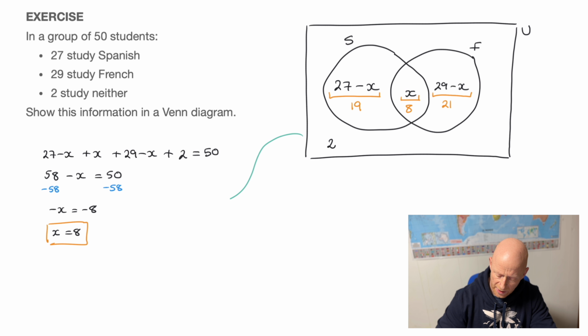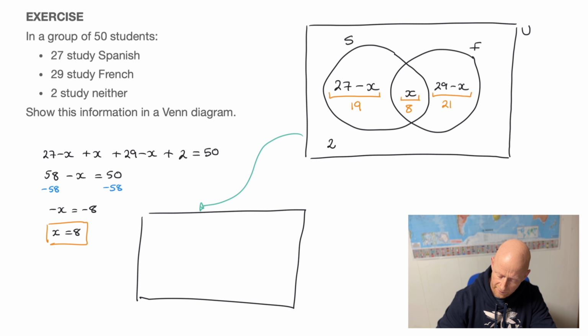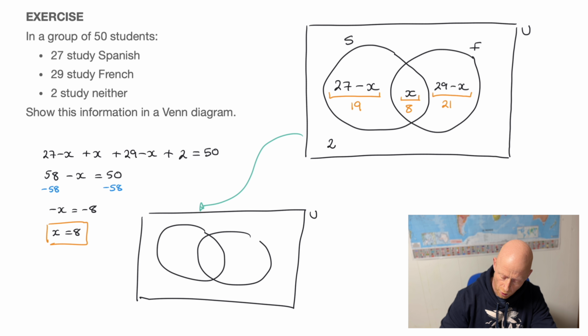And so as a final answer, if we were to make a brand new Venn diagram, I'll do that down here, we could draw something like this. Again, I've got my universal set. I draw 2 sets which intersect or overlap. That one would be S for Spanish, F for French, and we can write our final answer. So we have 19 students here, 8 students here, and 21 students there, and finally 2 students that neither study French nor Spanish. And there we go!